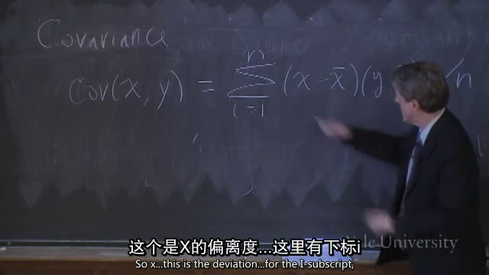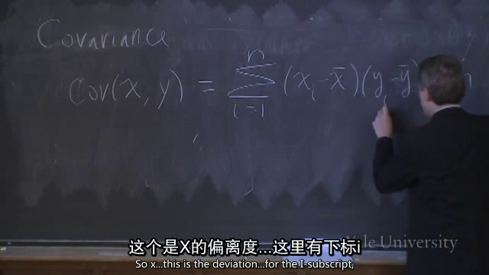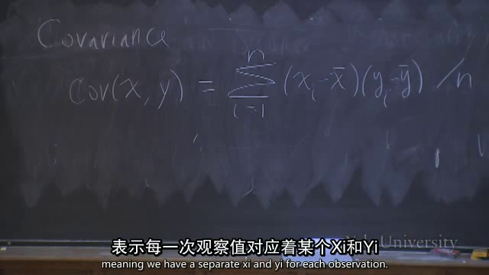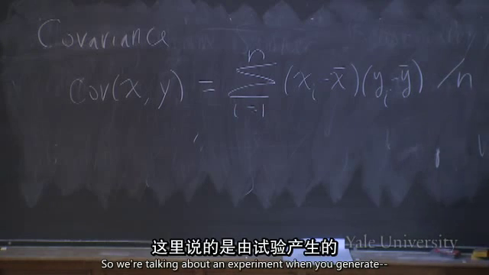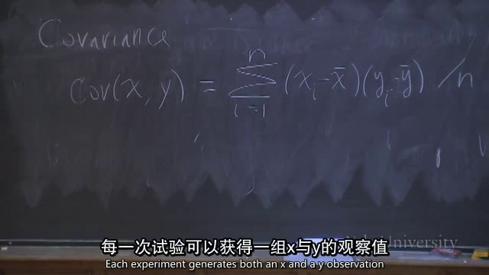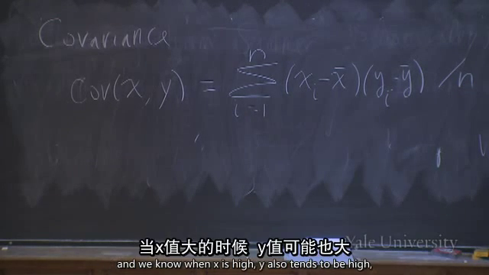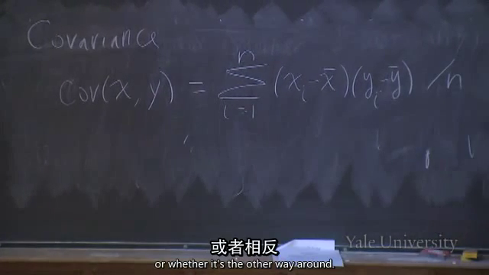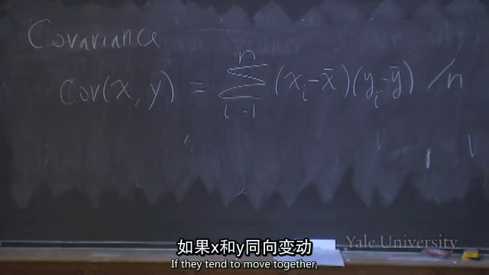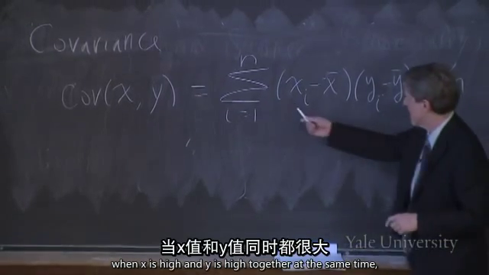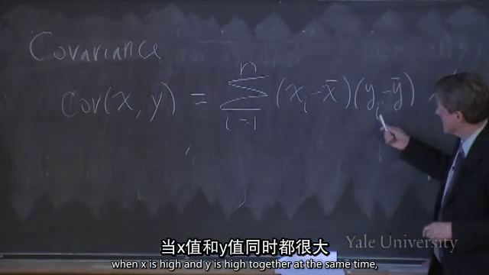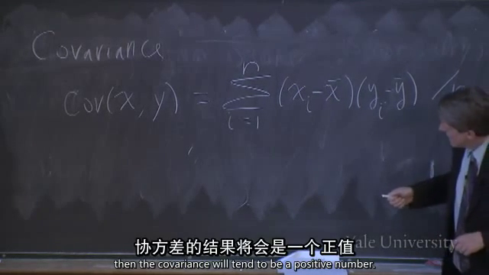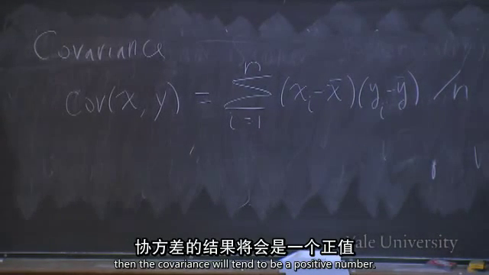So this is the deviation for the i subscript, meaning we have a separate x sub i and y sub i for each observation. So we're talking about an experiment where each experiment generates both an x and a y observation. And we want to know whether when x is high, y also tends to be high, or whether it's the other way around. If they tend to move together, when x is high and y is high at the same time, then the covariance will tend to be a positive number.